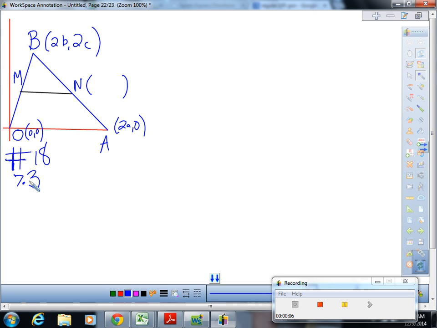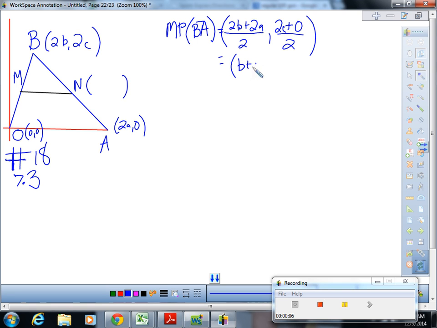Okay? So to find the midpoint of BA, the midpoint of segment BA is (2b plus 2a) divided by 2, comma, (2c plus 0) divided by 2. And we can simplify that. What's that going to simplify to, class? b plus a, comma, c. Okay? So I showed the work on that one.